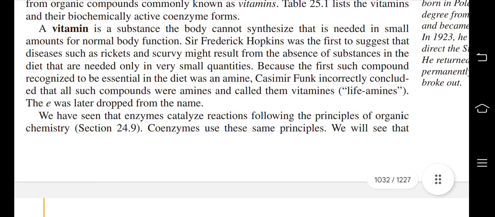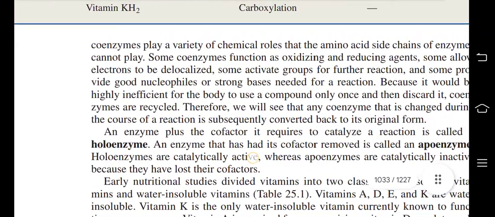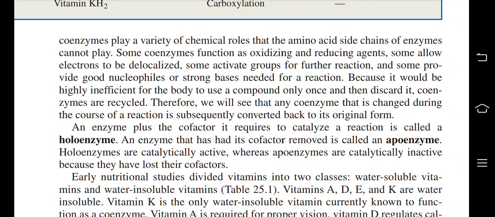We have seen that enzymes catalyze reactions following the principles of organic chemistry. Coenzymes use these same simple principles. We will see that coenzymes play a variety of chemical roles that the amino acid side chains of enzymes cannot play. Some coenzymes function as oxidizing and reducing agents, some allow electrons to be delocalized, some inactivate groups for further reaction, and some provide good nucleophiles or strong bases needed for a reaction.